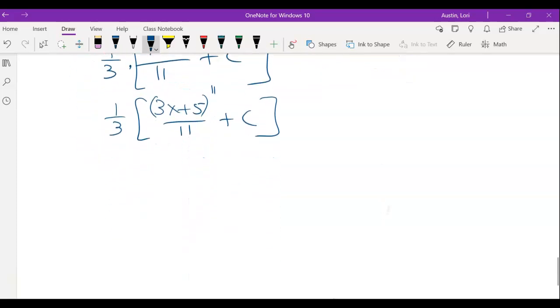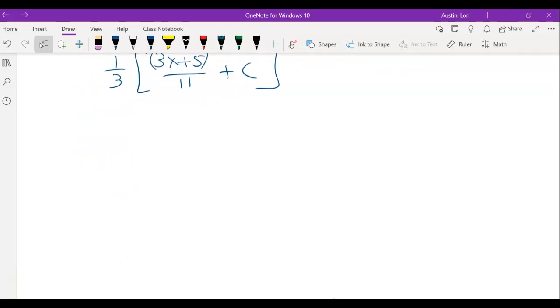Do another one where it's missing. You can do any of them. Do the integral of sine. Well, let me show you this real quick. I want to show you something.